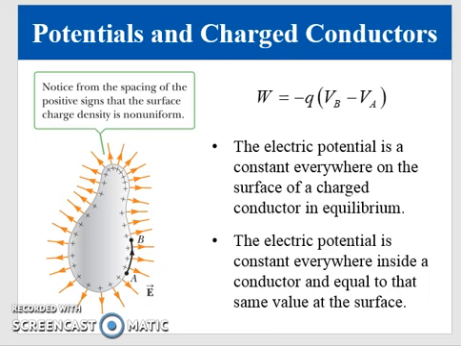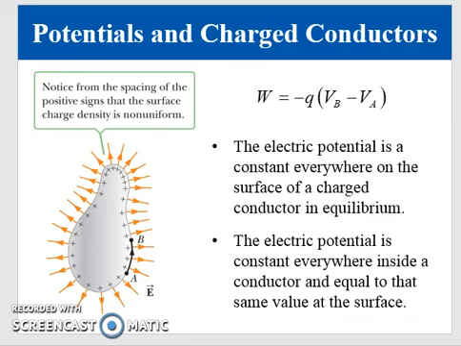And there are a few consequences of this. One of the most important is that the electric potential on the surface of the conductor is the same everywhere. So the electric potential is constant everywhere on the surface of a charged conductor, once the charges have reached equilibrium. And also the electric potential is constant inside the conductor, and it is equal to the same value at the surface. Now, here is a very important consequence of this.